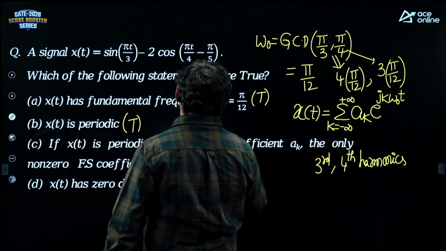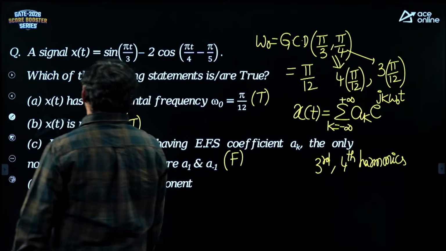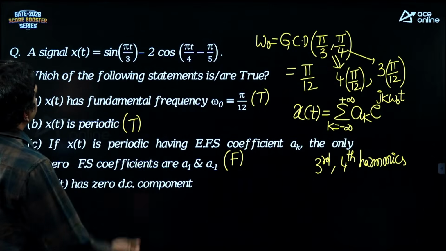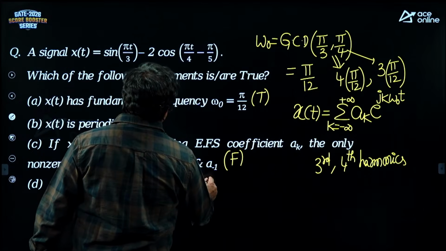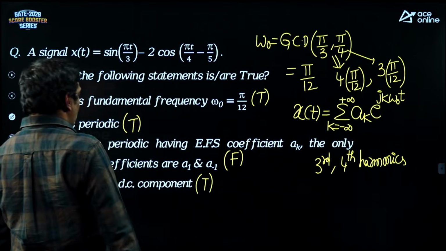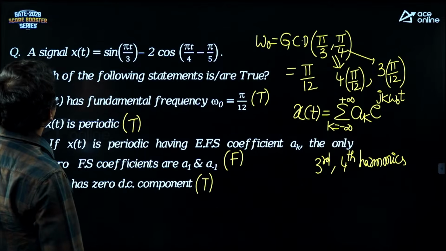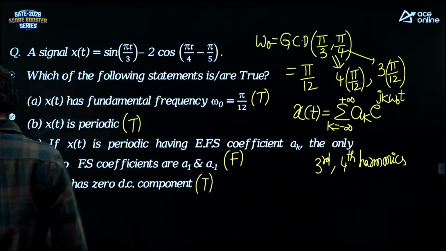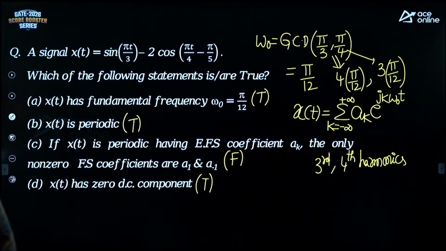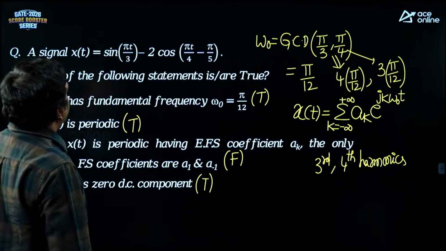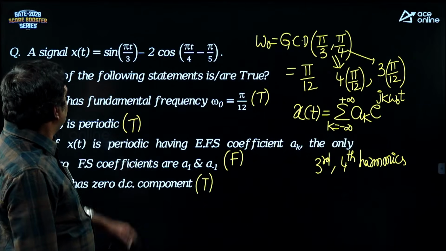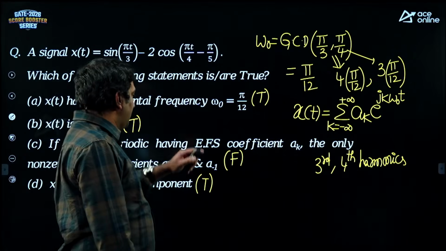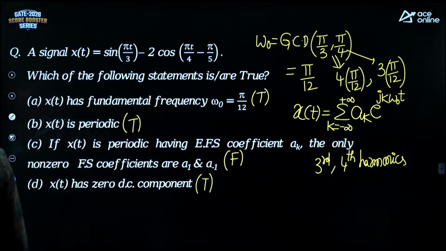xt has 0 DC component. Do you have any DC? Any additional number that is there? No. It is periodic, fundamental frequency pi by 12. But we have third and fourth harmonics. He is saying only plus or minus 1. First harmonic is possible.